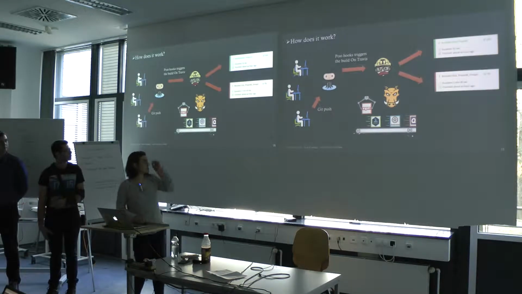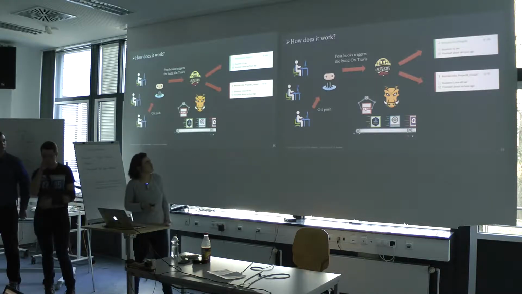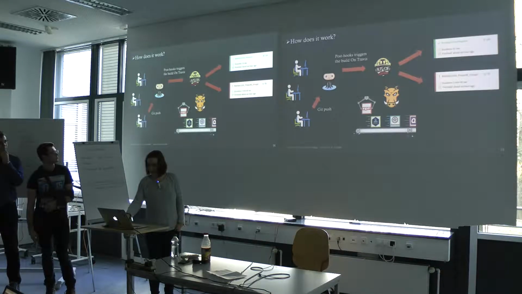Okay, so this is a representation of the whole process, basically what I just described with words. You commit your code and you push it to Git, and Git triggers the build process at Travis. If the build is successful, you get, of course, the green light, and if not, you get a red light. Simple.